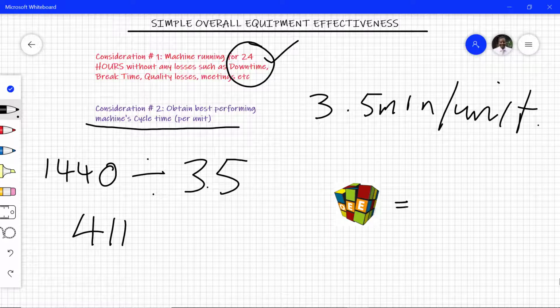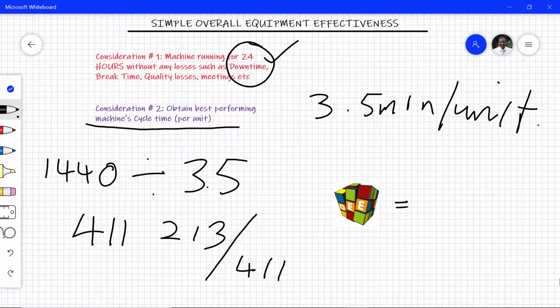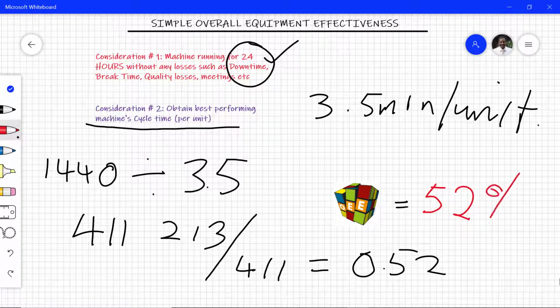should give me an output of 411 units. But then probably throughout the day you did not produce 411 units. Let's say you only produced 213 units. So what I got to do is take 213 and divide it by the 411 potential units you should have built, and I will get a result of 0.52. Now this in fact is your OEE in percentage. 0.52 multiplied by 100 gives me 52% OEE.